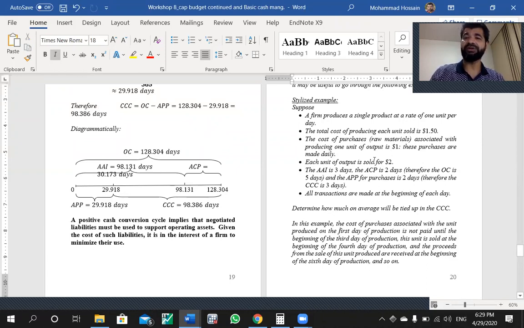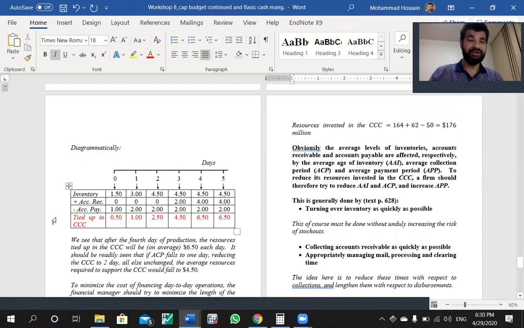Each unit of output is sold for $2. And the AAI, average age of inventory, is 3 days. ACP is 2 days. So they gave you this information here. All transactions are made at the beginning of each day. Determine how much on average will be tied up in the cash conversion cycle. How much money is actually tied up. So this is the one we're going to check. How much money you need in there.